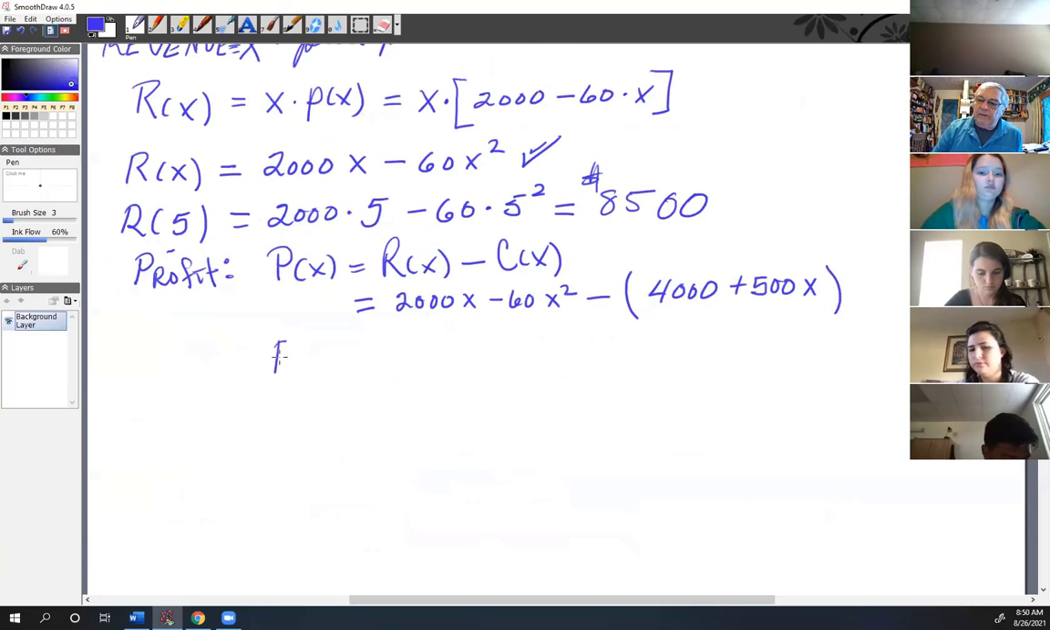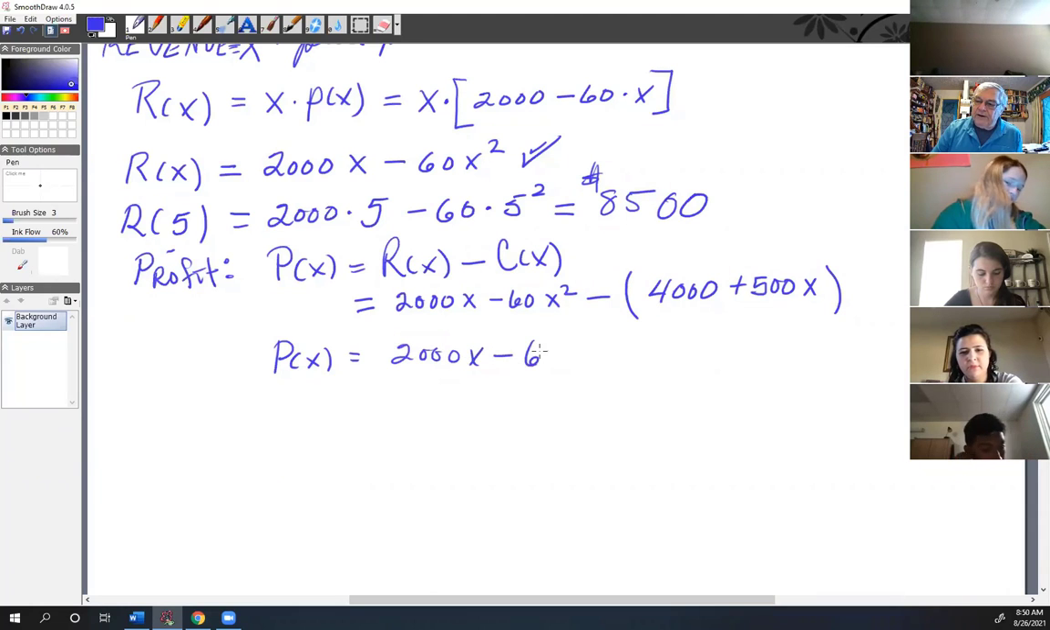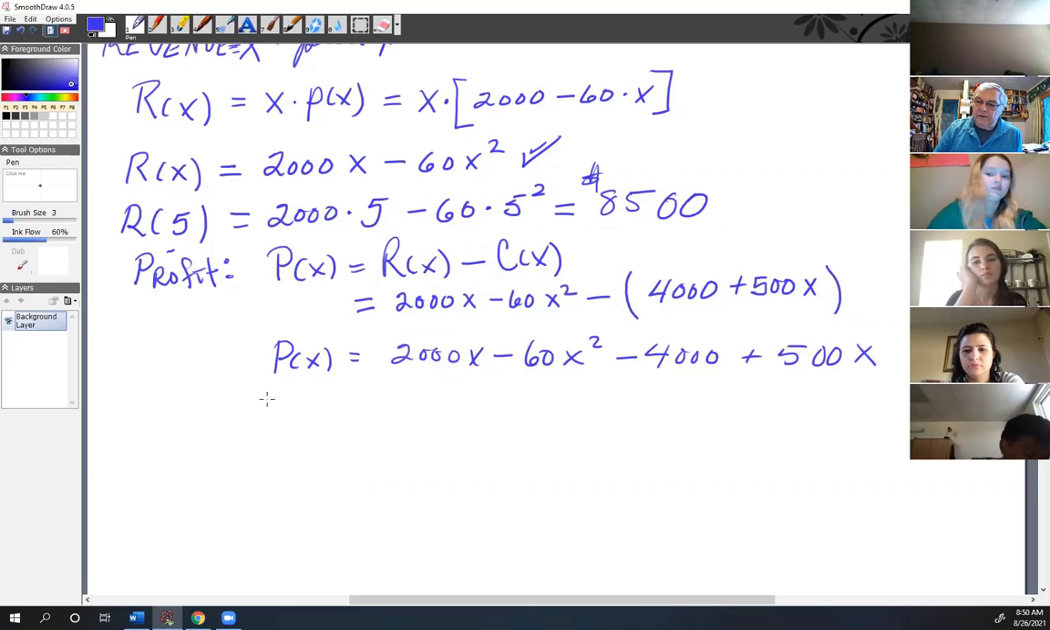Let's clean this up just a little bit more. My profit is going to be 2,000x minus 60x squared minus (4,000 plus 500x). Let's keep cleaning. Equals, because I've got a 500x and a 2,000x. I'm waiting for somebody to yell at me. Isn't it supposed to be negative 500x?